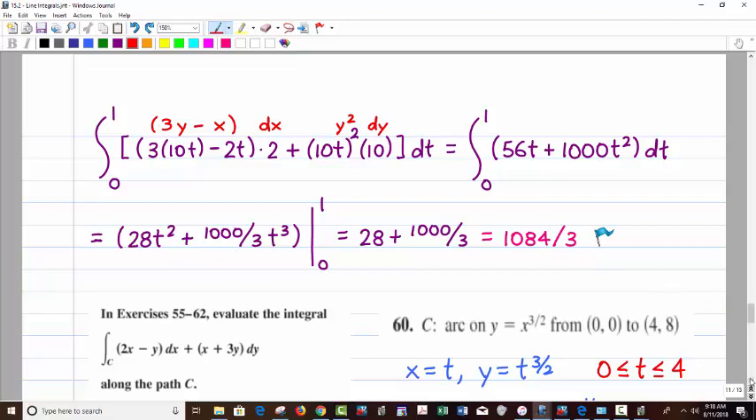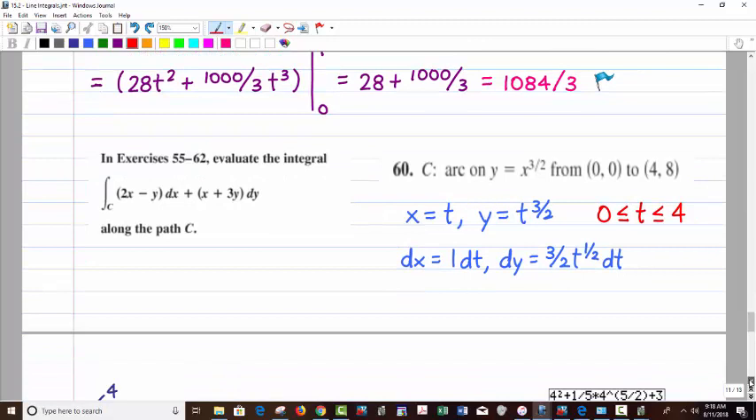All right, that's not too bad. Here's another one.